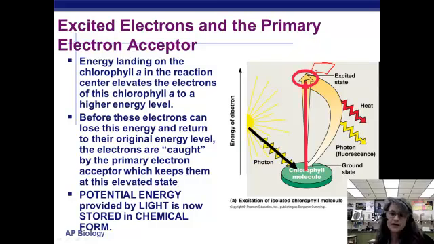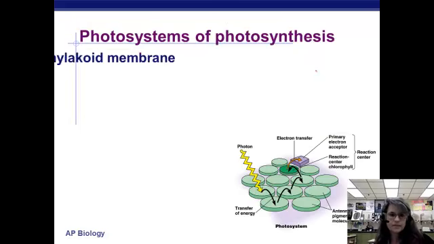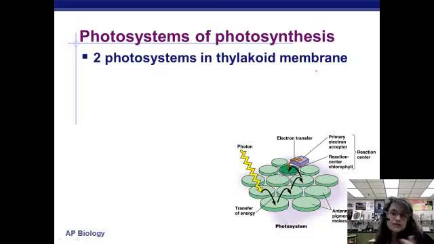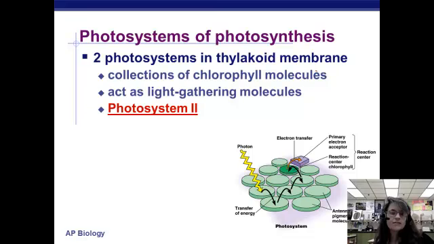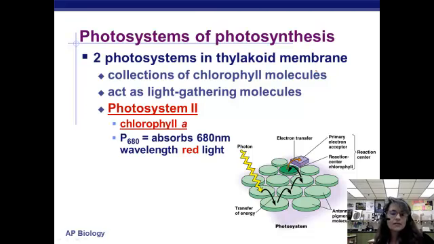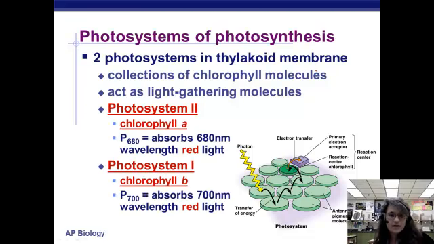We have now stored that energy in a chemical form. Very important. All right, there are two of these photosystems in photosynthesis. We call them photosystem 2 and photosystem 1. Photosystem 2 comes first. It was discovered second, but it comes first in the chain of reaction. It best absorbs light at a wavelength of 680 nanometers, so sometimes you'll see photosystem 2 referred to as P680. It's just another name for photosystem 2.